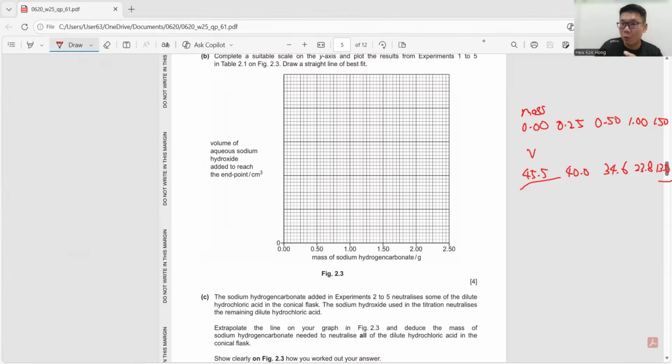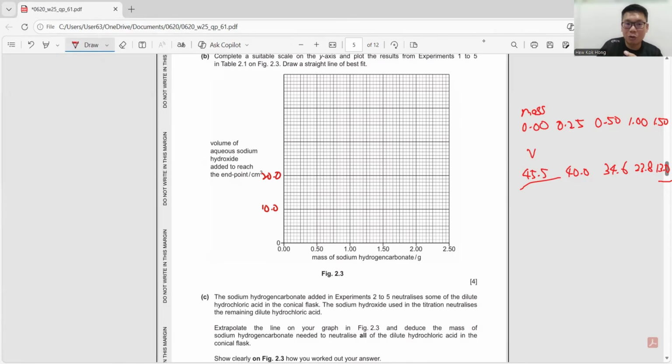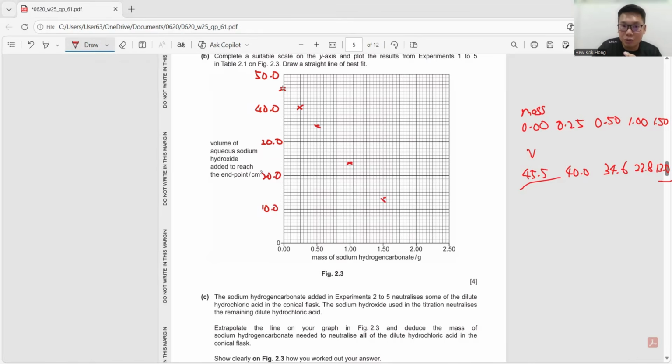So we know the minimum volume is 13, maximum is 45. So we can set here as 10, 20. Then it's just nice to fill in all the volumes here. So when mass is 0, volume is 45.5. 0.25 then is 40. 0.5 then is 34.6. 1.0 is 23.8. 1.5 is 13. The question already mentioned this is a straight line that you need to draw, so you just join them.